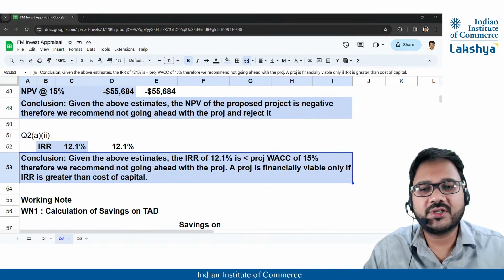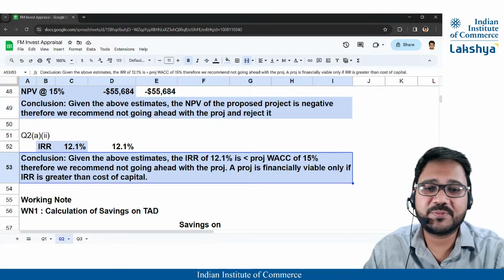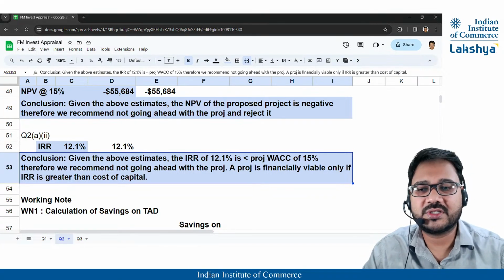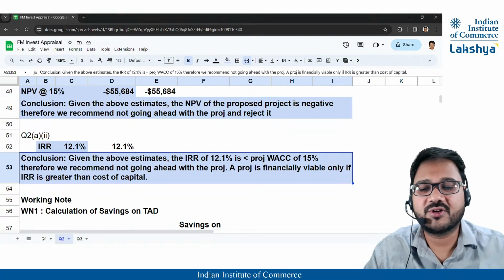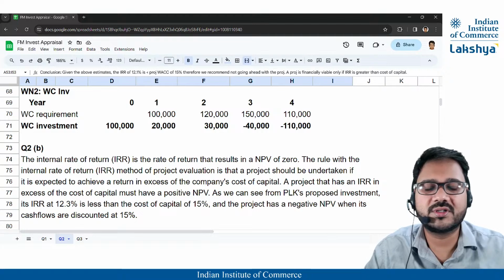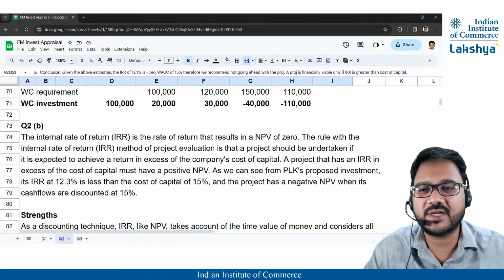Right? So conclusion, given the above estimates, IRR is 12.1%. It is less than the project WACC of 15%. Therefore, we recommend not going ahead with the project. A project is financially viable only if IRR is greater than the cost of capital. Right? Now, moving on to the theory part, theory answers.